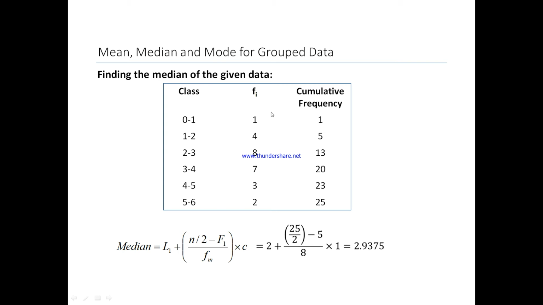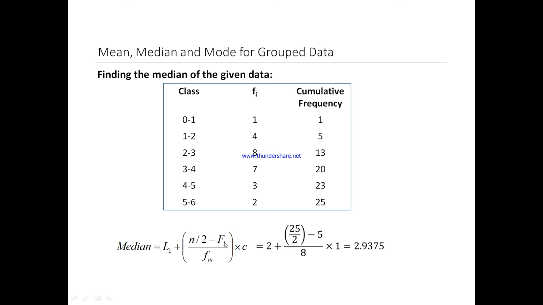And then N is the number of observations you have in the data set. So that is the total of the frequency. When you take the total, it's 25. So N is 25, so you have to substitute 25 over 2 here. And simply, FM is the frequency of the median class. Here this is the median class, its respective frequency is 8, so you can substitute 8 here.